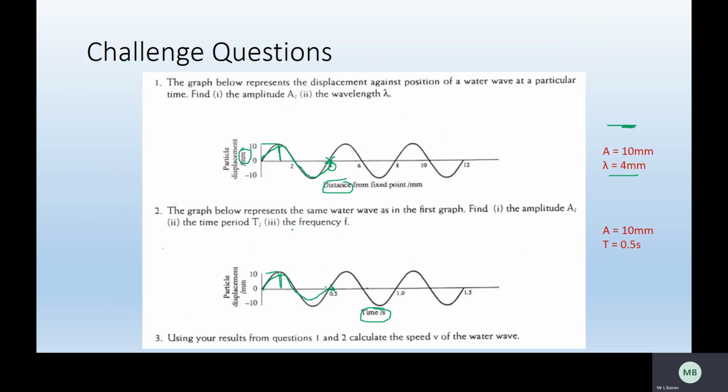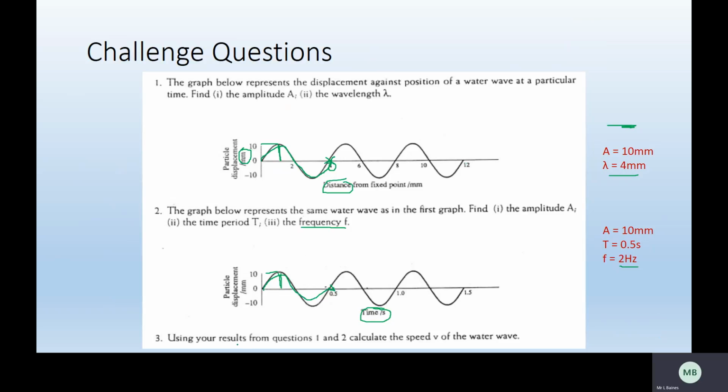And the third part of this question, I'm asked to calculate frequency. I've got my formula, f equals 1 divided by T, which gives me a frequency of 2 hertz. 1 divided by 0.5 is 2 hertz.